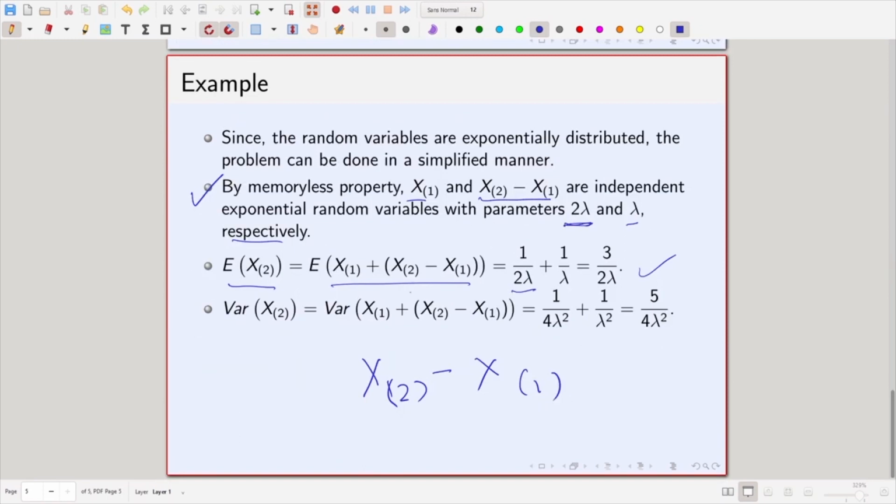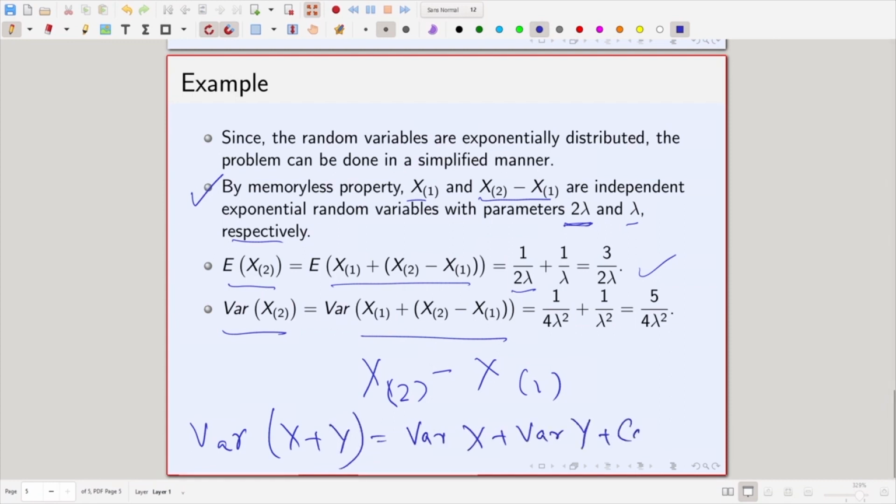So here we basically didn't need the independence of x1 and x2 minus x1 because expectation is linear, but when we want to calculate variance, again we break it in this way. Now we know that if you have two random variables x plus y, the formula is variance of x plus variance of y plus covariance of xy.